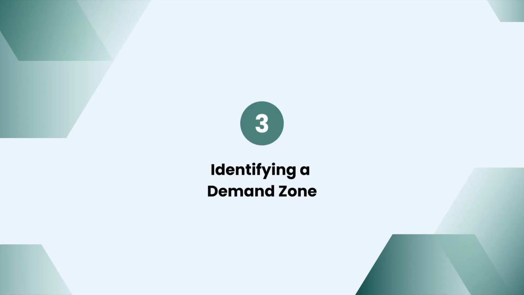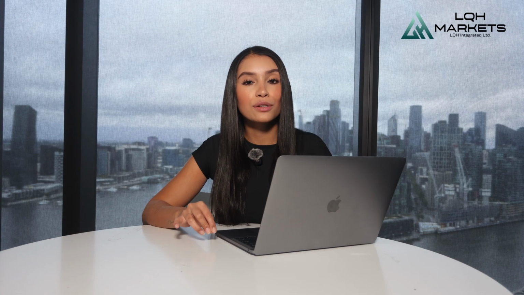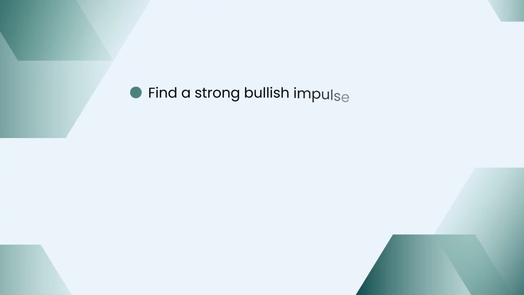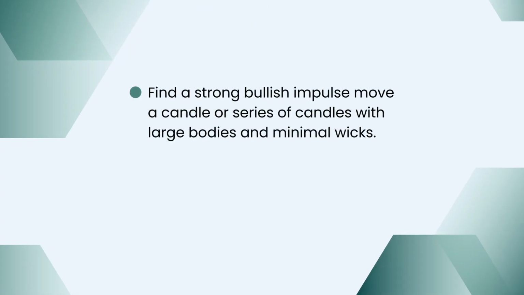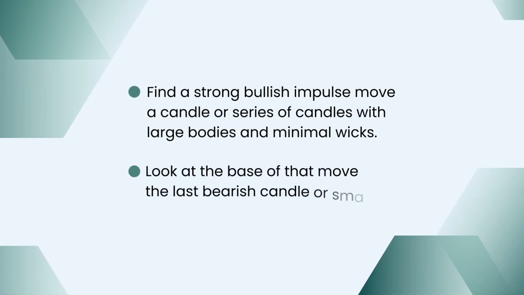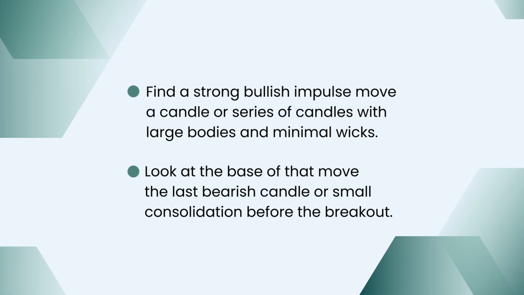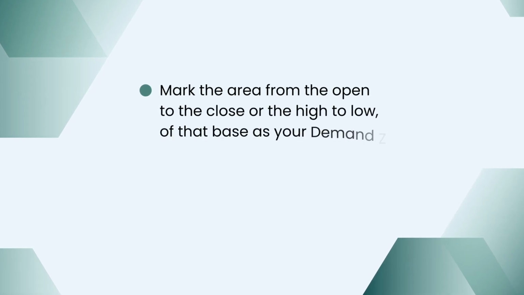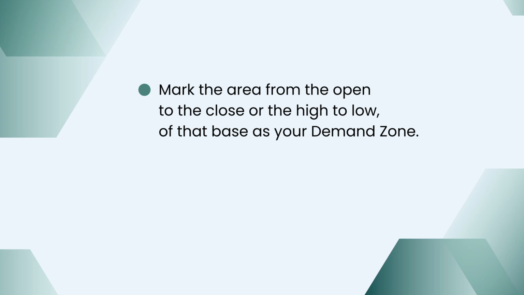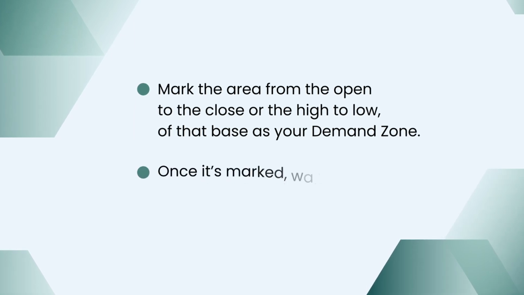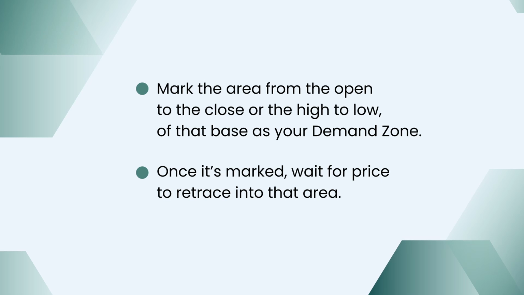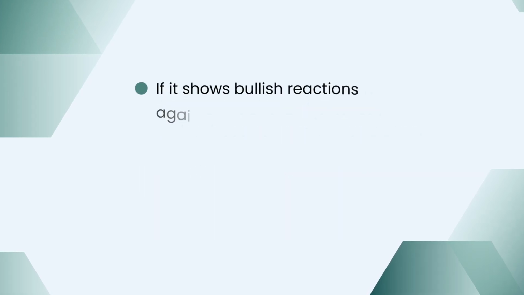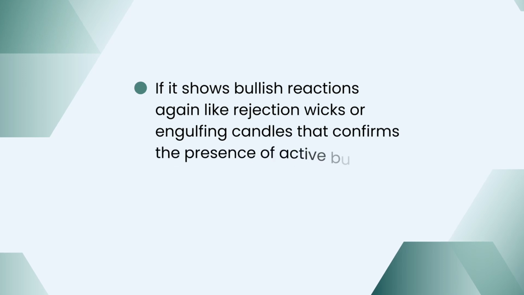The third one is identifying a demand zone. Here's how to spot one. Find a strong bullish impulse move, a candle or series of candles with large bodies and minimal wicks. Look at the base of that move, the last bearish candle or small consolidation before the breakout. Mark the area from the open to the close, or the high to the low, of that base as your demand zone. Once it's marked, wait for price to retrace into that area. If it shows bullish reactions again, like rejection wicks or engulfing candles, that confirms the presence of active buyers.